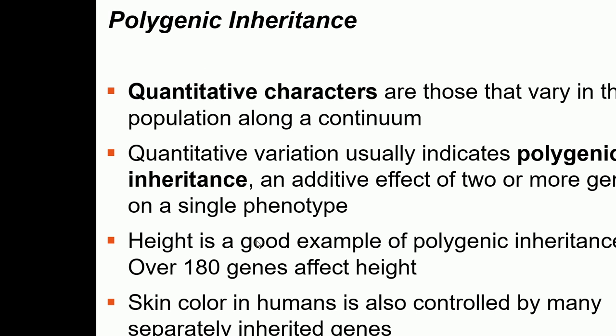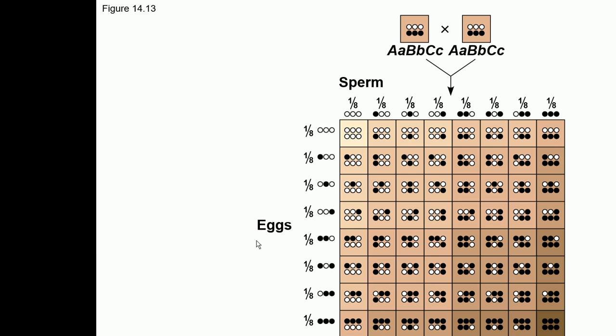How much height or what kind of height a person will have is dependent on the effect of 180 genes. Similarly, skin color also. And this is basically a cross showing how three different genes A, B, C are involved. This is just an example showing how three genes are involved, but there are more than three genes, and you can see how the gametes are formed, and how the different shades of the skin are possible. So this is polygenetic inheritance.